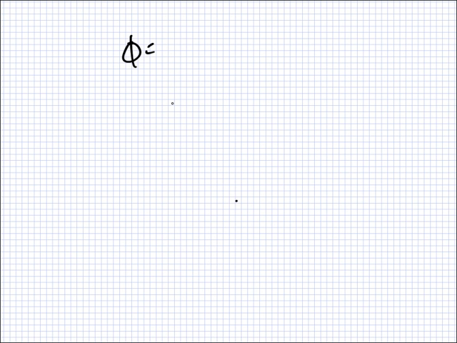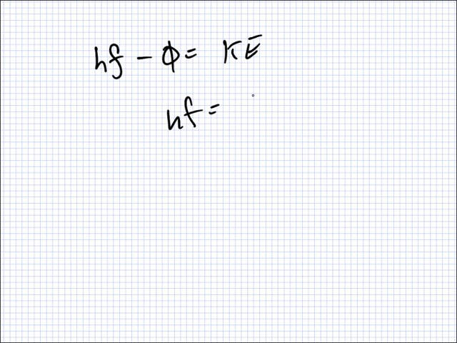The minimum frequency. So do you remember the formula? HF equals KE plus work function, isn't it? No, work function equals KE plus HF, isn't it? Maybe I can check. Let me just think. It starts off HF minus work function equals KE. Yeah, HF equals work function plus KE.